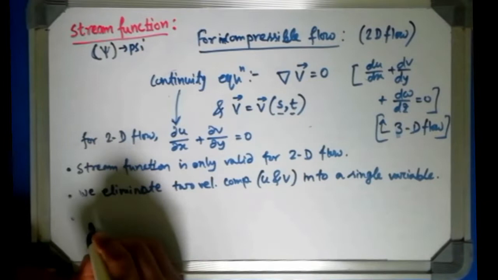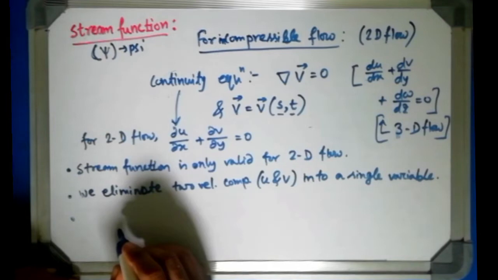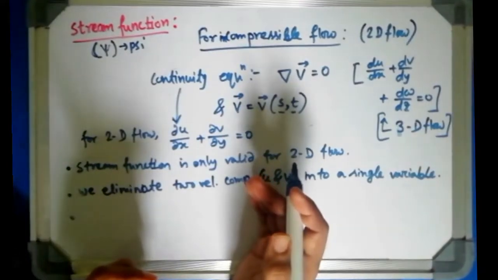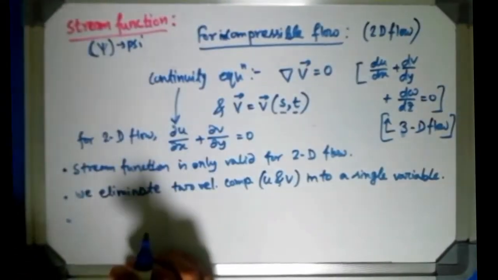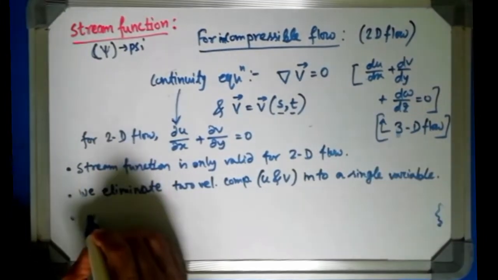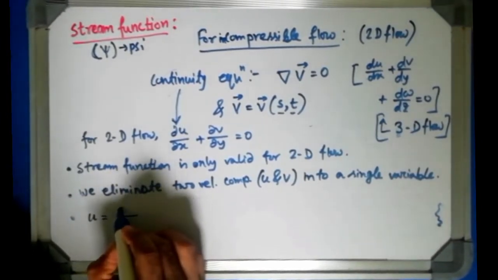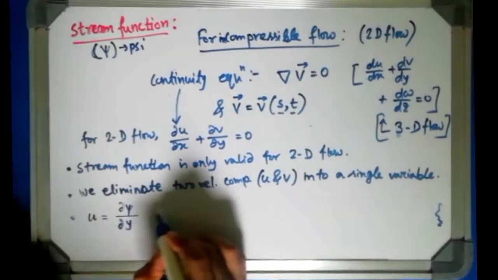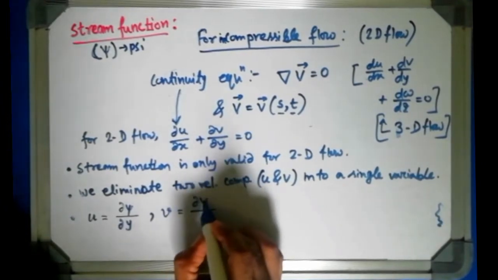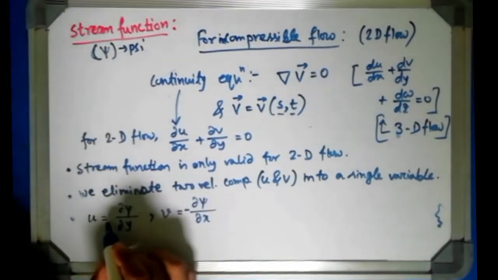So the stream function, the symbol is psi, relates the velocity components u and v in such a way that the continuity equation obviously should be satisfied, otherwise it is not valid. If we consider u, the velocity component in x direction, expressed by del psi del y, and the velocity component in y direction, v, is del psi del x with a negative sign. I can put the negative sign over here also, mind it.